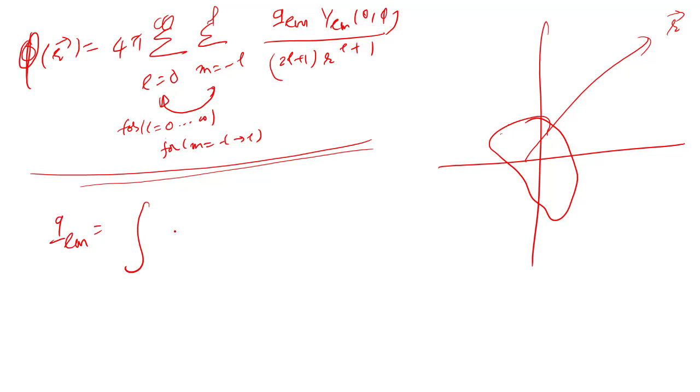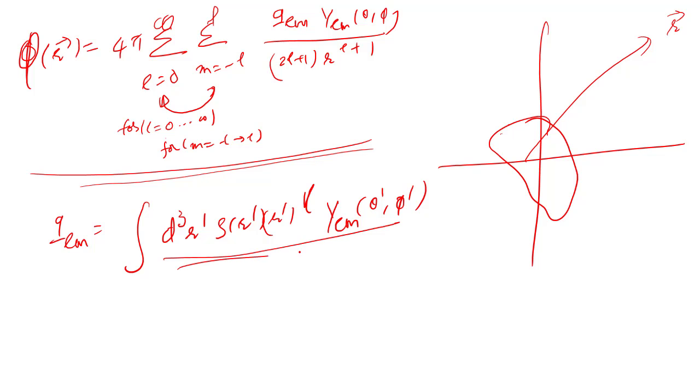We define this q_lm as the integral d cube r prime, rho of r prime times r prime to the power L, Y_lm star theta prime phi prime. So this has all the prime coordinates, and it has all the information about the shape and the distribution of charges.